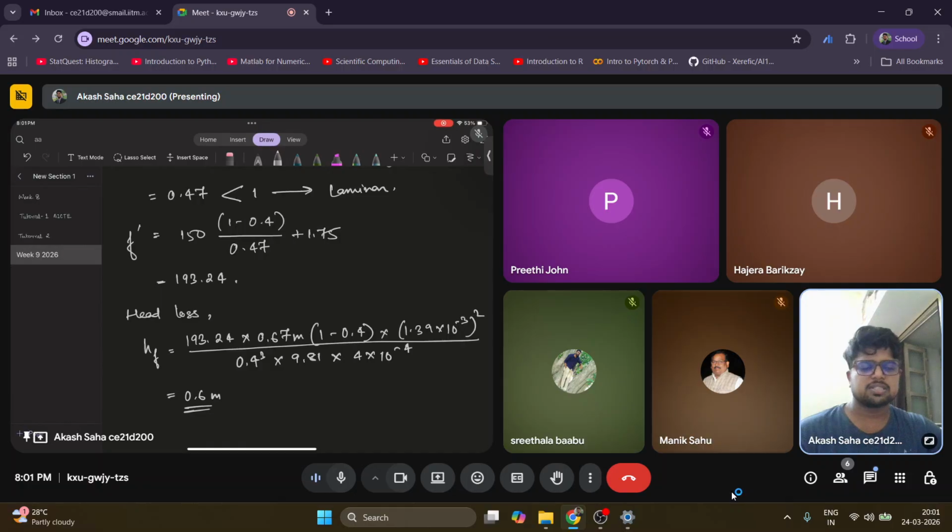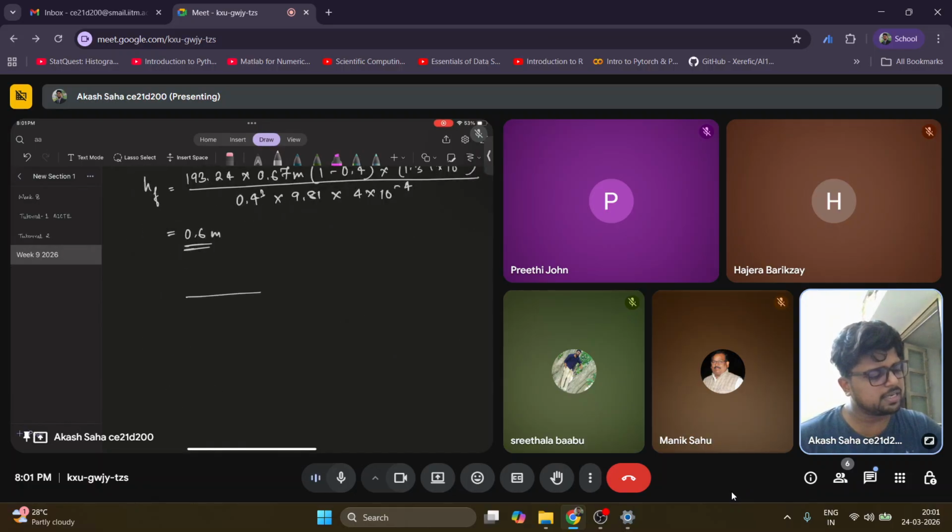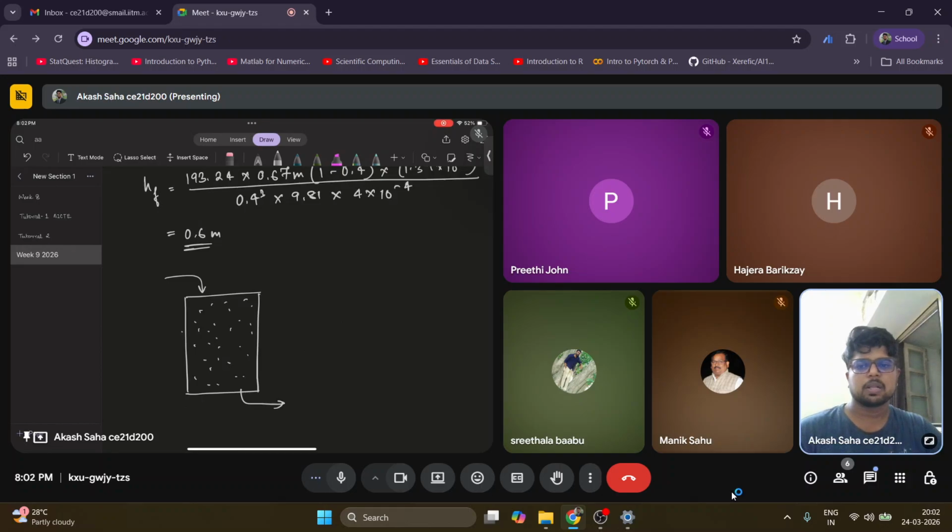Now, in all these questions that we were solving, we were assuming that the filter bed has only a single type of particle, with water flowing through. But do you think ideally this is the case in all filters? Do we have uniform sized particles throughout the filter? No.